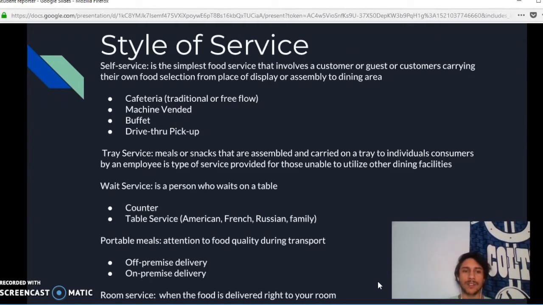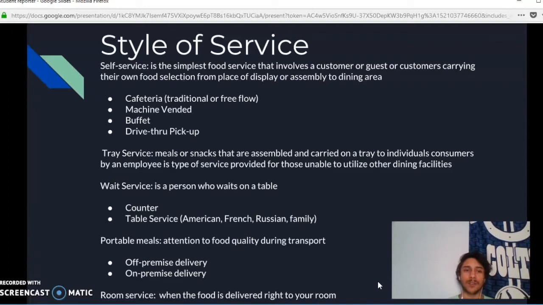The style of service. There are several different styles of service, but the first one we're going to talk about is self-service. Self-service is the most simple food service that involves a customer or guest carrying their own food selection from place of display or assembly to the dining area.